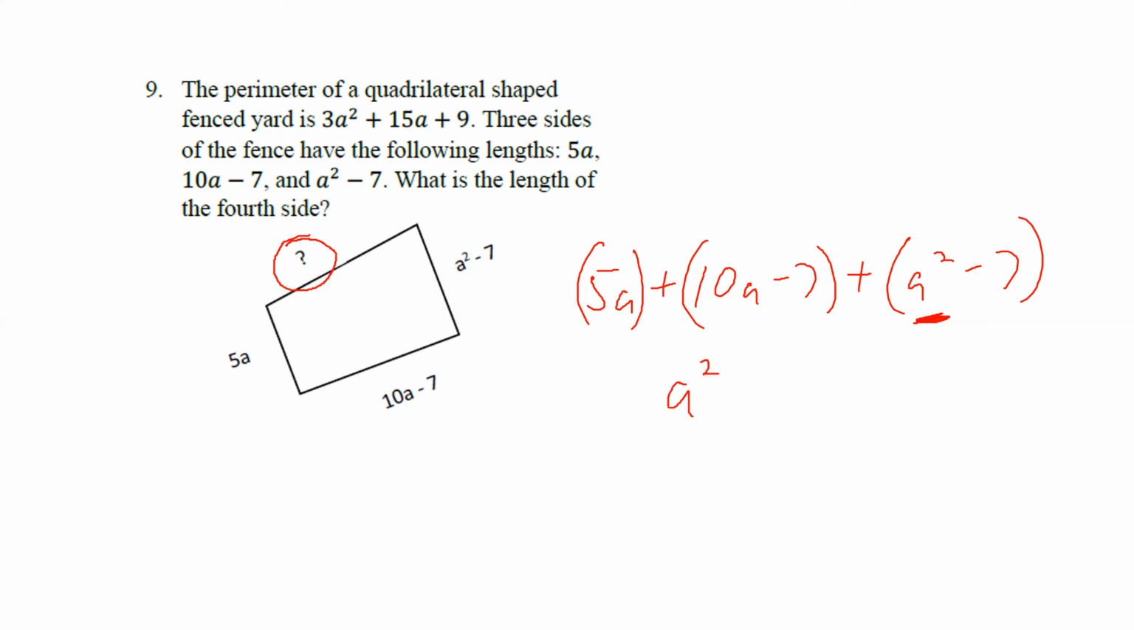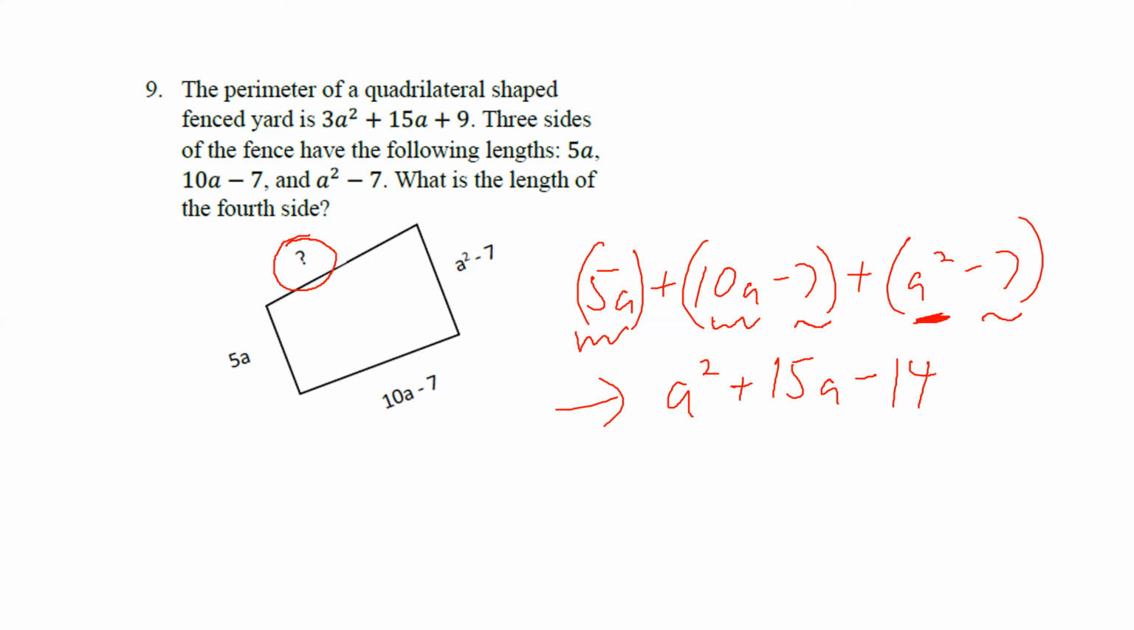Then we're going to go to the a values. So we have that 5a and we have that 10a. Those two are going to combine. So 5a and 10a gives a total of 15a. Then we have the -7 and this -7, which are constants. -7 and -7 gives a total of -14.